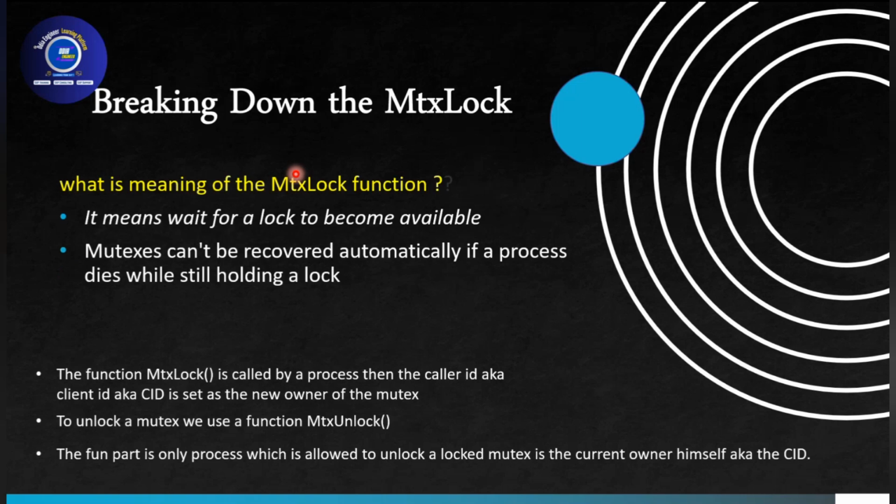So now let's break down the mutex lock. Suppose you want to understand what exactly happens with a mutex lock. You'll see an MTX lock error like this in the system. It means you are waiting for a lock to become available. Because of that, users cannot log into the system, and you need to identify which service is causing the MTX lock, or mutex lock, situation. Another important thing is that a mutex lock cannot be recovered automatically if a process dies while still holding a lock. So even if your process is terminated, the lock will not be recovered. That's why it's very important. There are certain solutions to fix it.